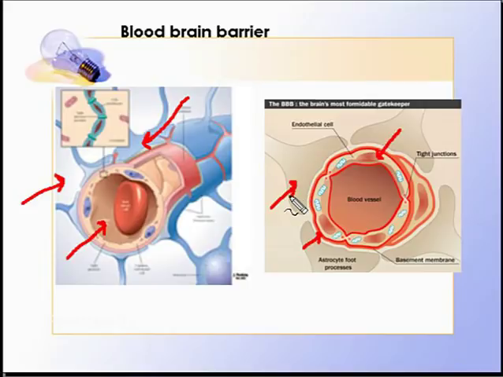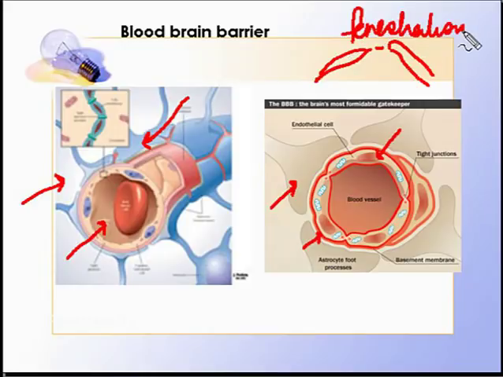Now most endothelial cells everywhere in the body are fenestrated. That means the endothelial cells have small gaps between them, and that's what is meant by fenestrated. These are called fenestrations.